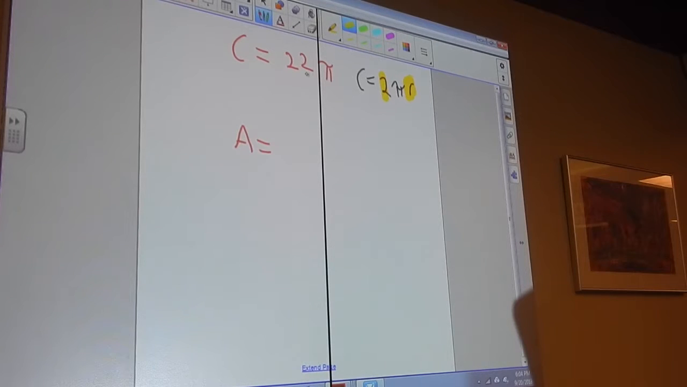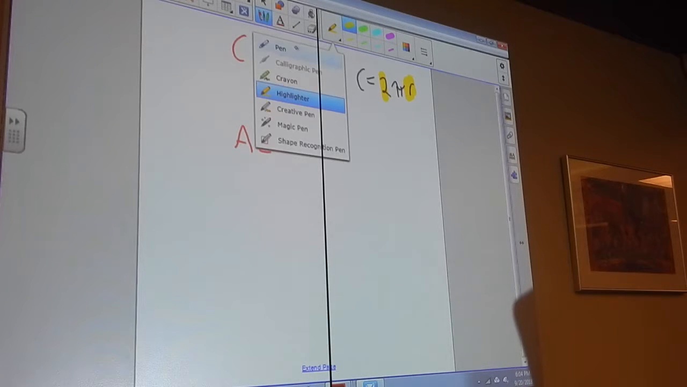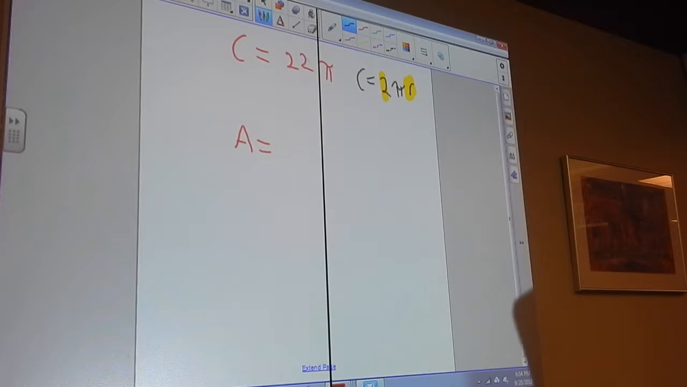So that's why I say memorize these formulas. It's so super important. I know that 2 times something equals 22. So 2 times r equals 22, because those pi's are a non-factor right now. Divide both sides by 2. r equals 11. So I know my radius is 11.